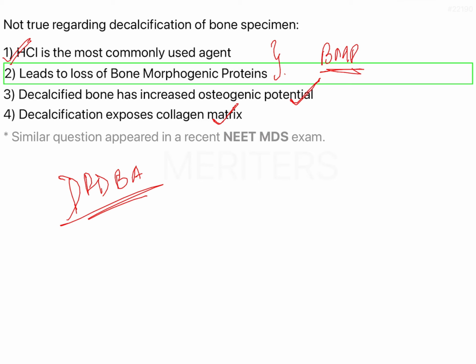And once you decalcify the specimen, the bone morphogenic proteins are exposed on this decalcified specimen, and that is why this DFDBA is osteogenic, because it has these BMPs, and these BMPs help in bone formation. So the answer over here, which is the wrong answer, is that it leads to loss of bone morphogenic proteins, whereas it actually causes an increase in BMPs.